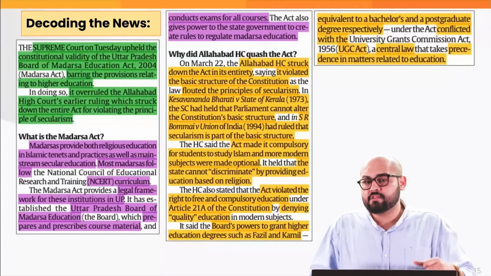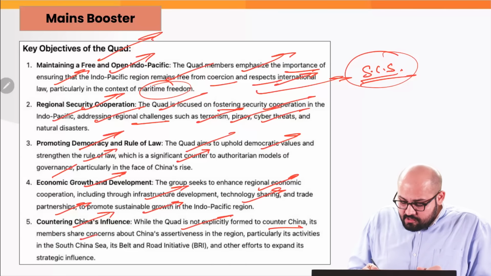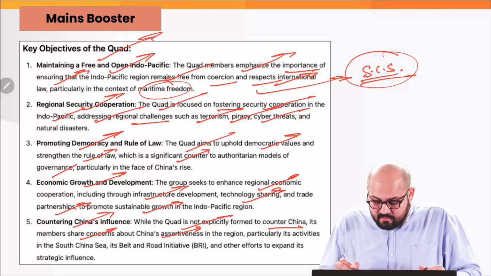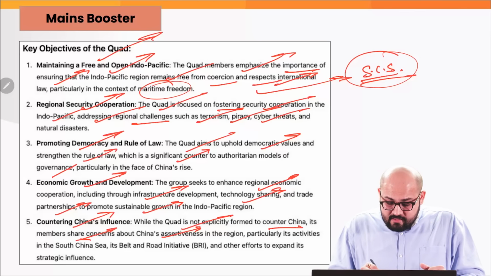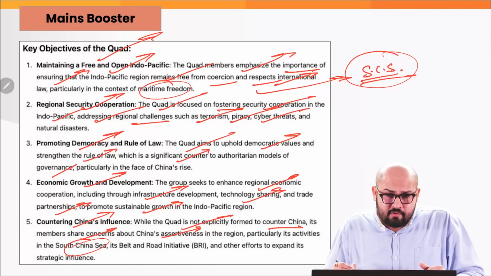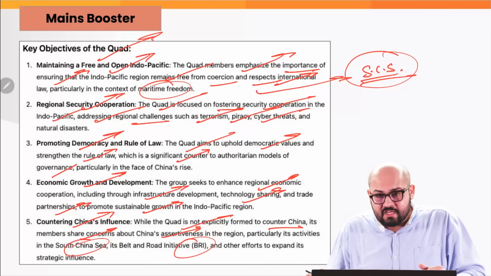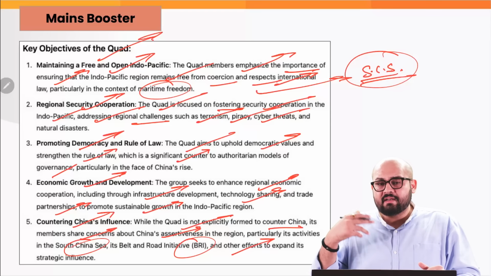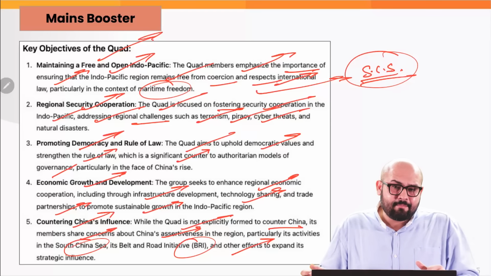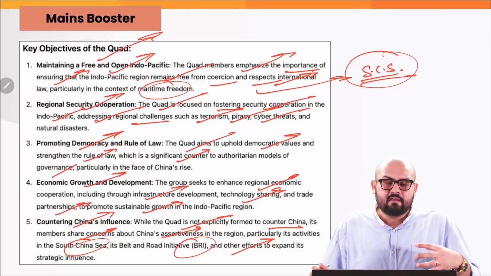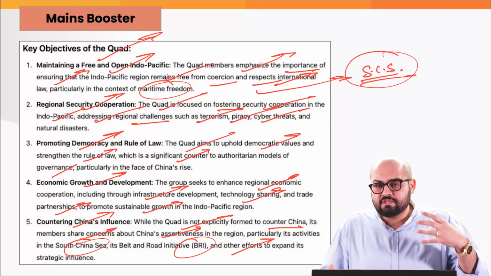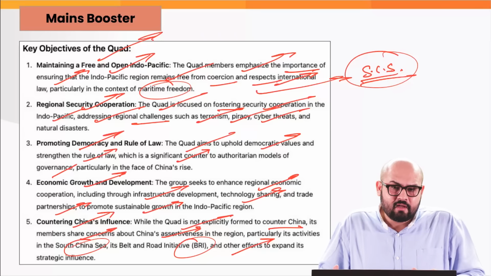Then we have got to counter the Chinese influence. While the Quad is not explicitly formed to counter China, the members share concerns about China's assertiveness in the region, particularly its activities in the South China Sea, its Belt and Road Initiative, and other efforts. For example, it has been indulging in debt trap diplomacy. It has been making extensive inroads in Africa or the South American countries, right?